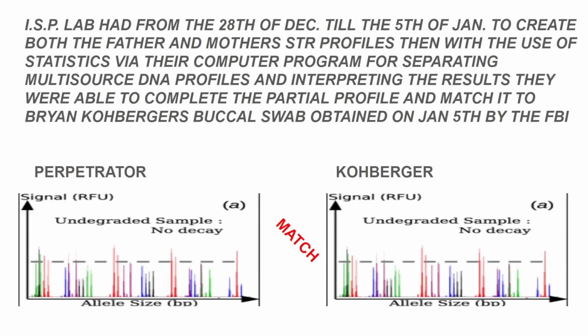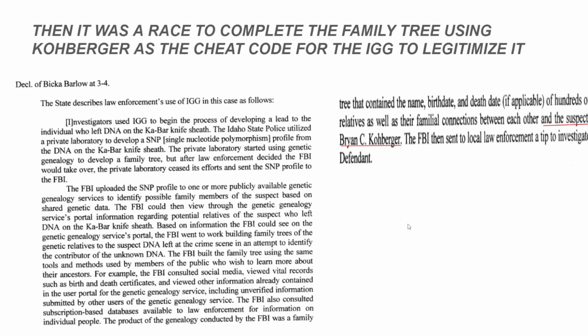Now, we've got to discuss the IGG family tree and how that came about. And let me show you the piece of proof that I believe explains the IGG better than I can. You can see it was a race to complete the family tree using Kohberger as the cheat code for the IGG to legitimize it. And this is out of the IGG court dockets in the declaration of Bicca Barlow. And I want you to pay close attention. I'm going to read it.